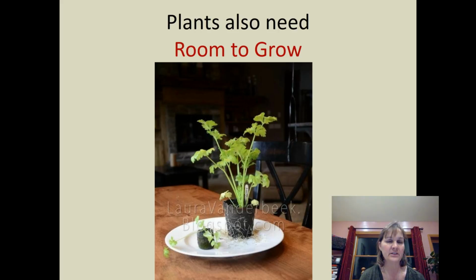Animals need shelter. Birds make nests, bears go into dens, and people go into houses. Okay, so animals need shelter. If we put a shelter over a plant, that would block the sunlight and the plant would die.